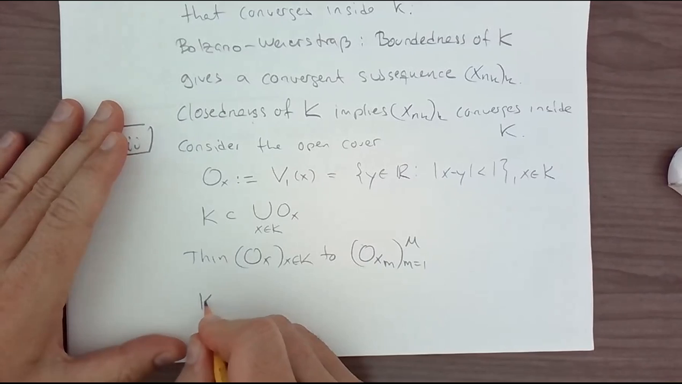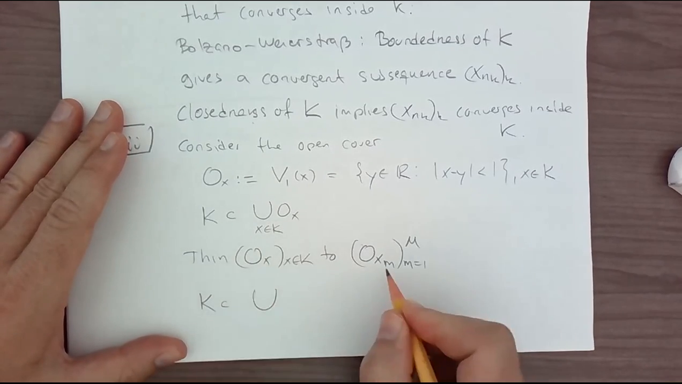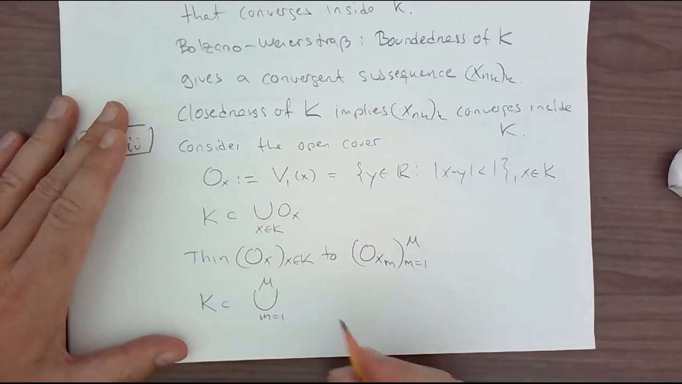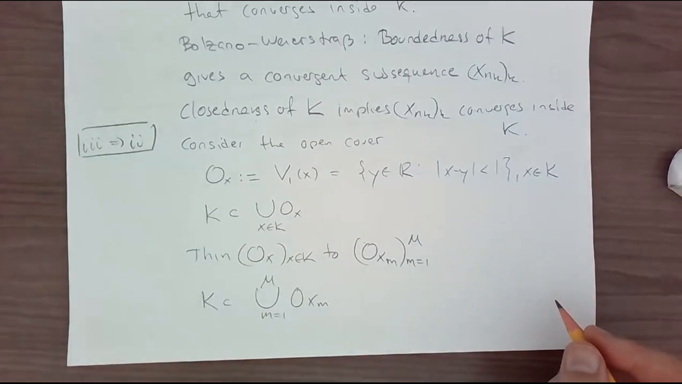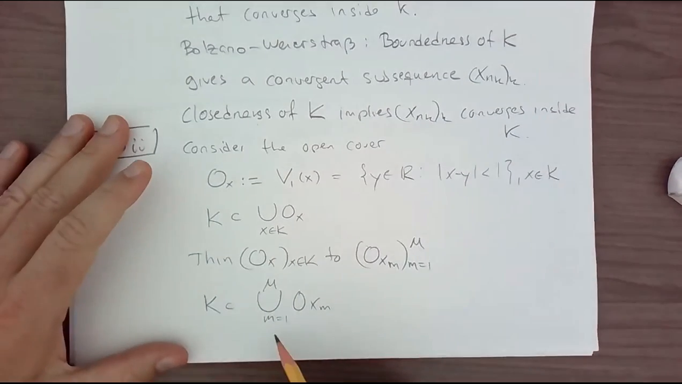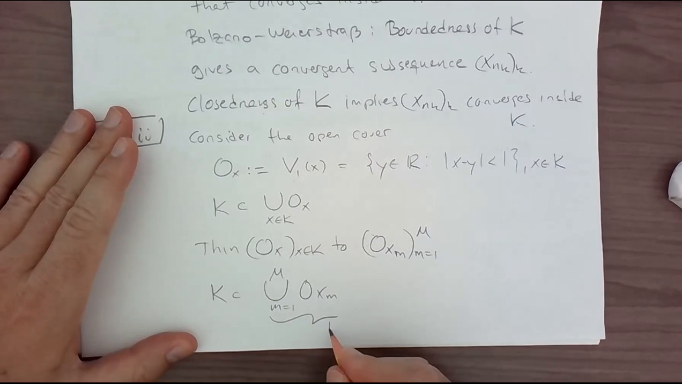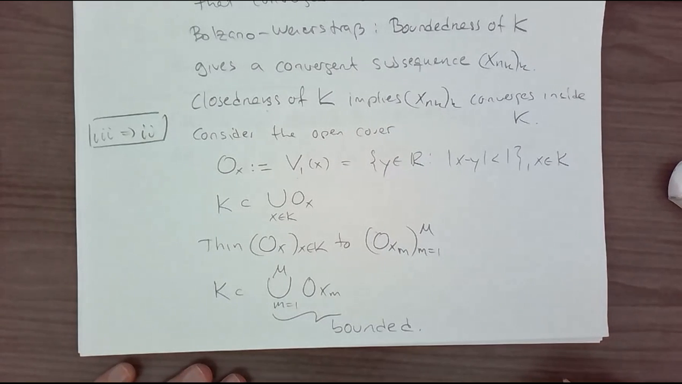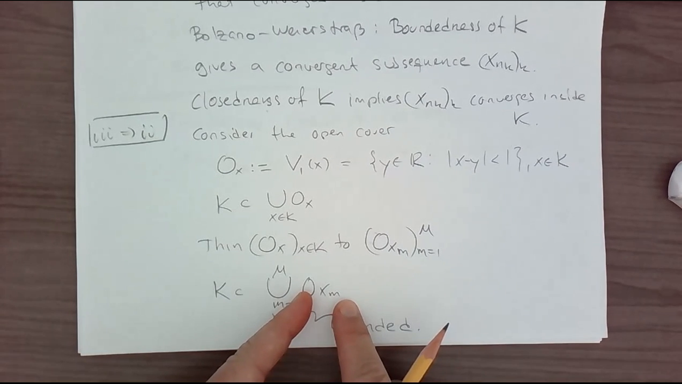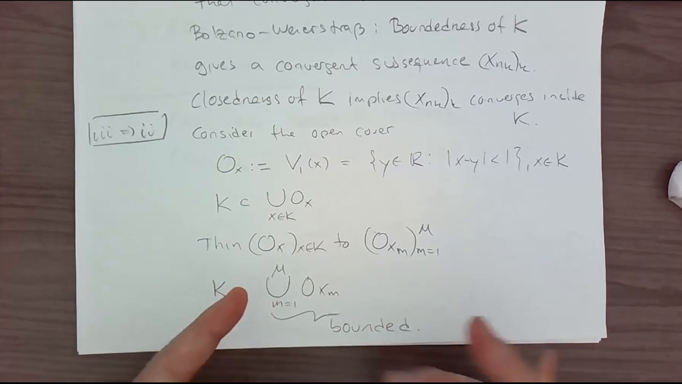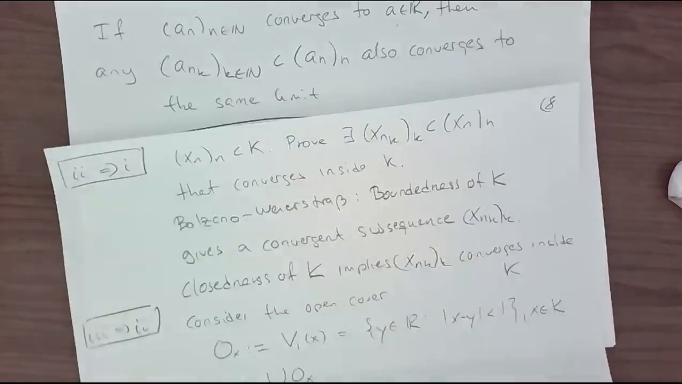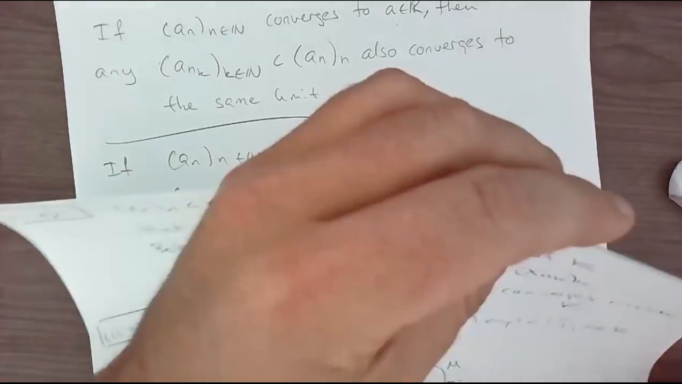What does it mean to thin it down? It means that for K, you don't need all these sets to cover. You can just cover from a little m equal to 1 to capital M, some finite number of these open sets. And this here is bounded, because each of these is bounded, and I take a union of finitely many bounded sets, so it's going to be bounded. So this shows boundedness.